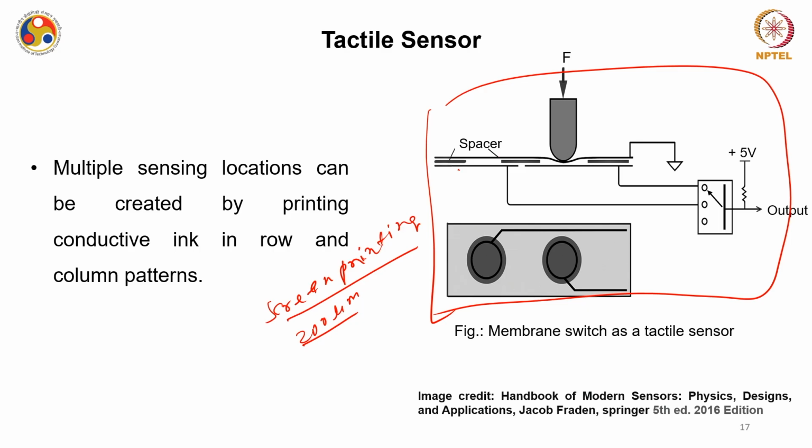Now, what you are doing is you can define multiple sensing locations by creating a row and column pattern. Something like this. So, you have these spacer regions. Similarly, you can pattern like this. So, you can have multiple force points. So, for example, say these are spacer points, meaning force can be applied at this location, all these points can be used as touch points.